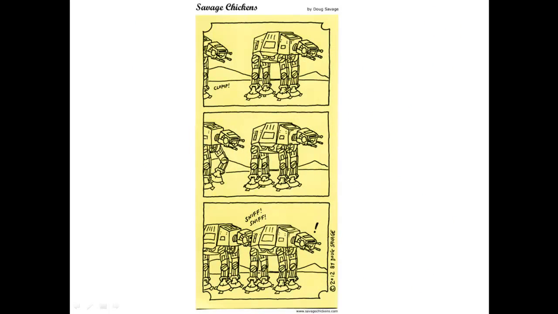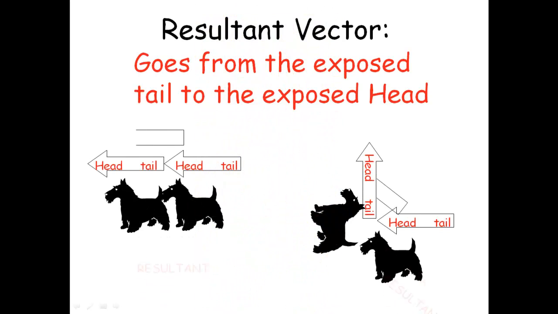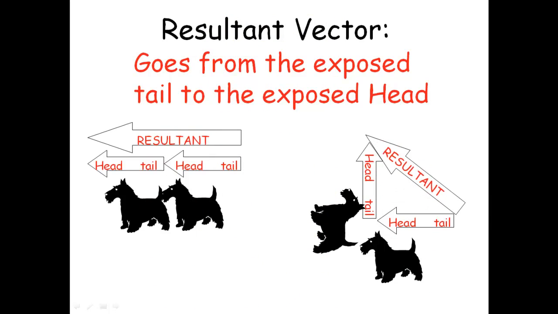The cartoon Savage Chickens shows this pretty well. Even the machines from Star Wars know how to add vectorially. So, as we mentioned to review, your result is such that the exposed tail goes to the exposed head. That's the resultant. Exposed tail goes to the exposed head. That's the resultant.